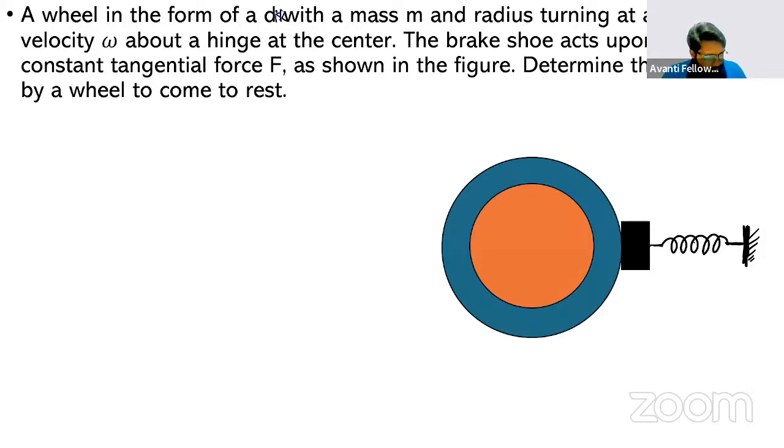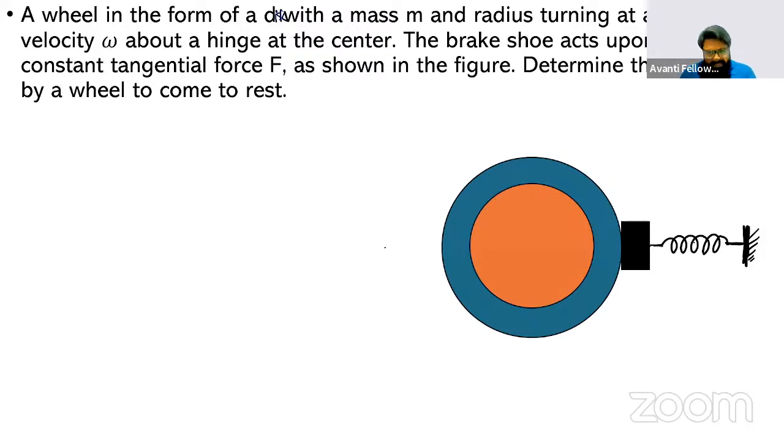A wheel in the form of a disc having a mass small m and radius capital R is turning at an angular velocity omega about a hinge at the center. The brake shoe is acted upon by a constant tangential force F as shown in the figure. Determine the time taken by the wheel to come to the rest.